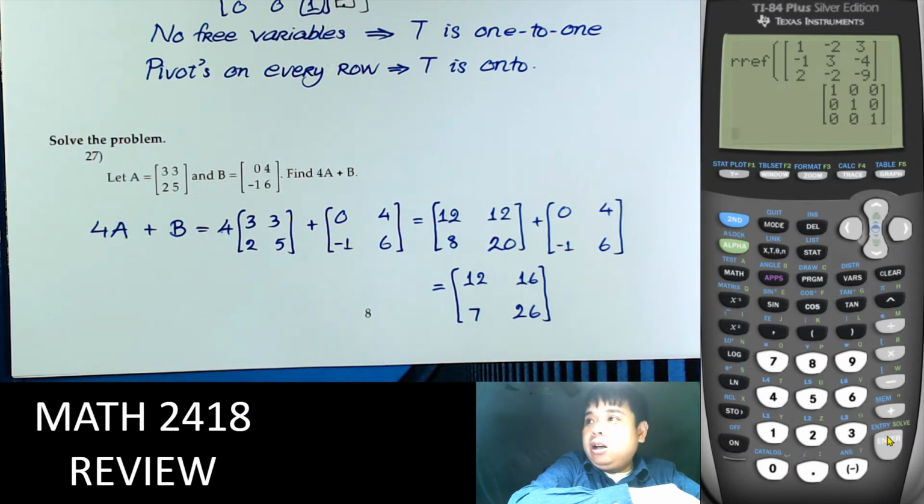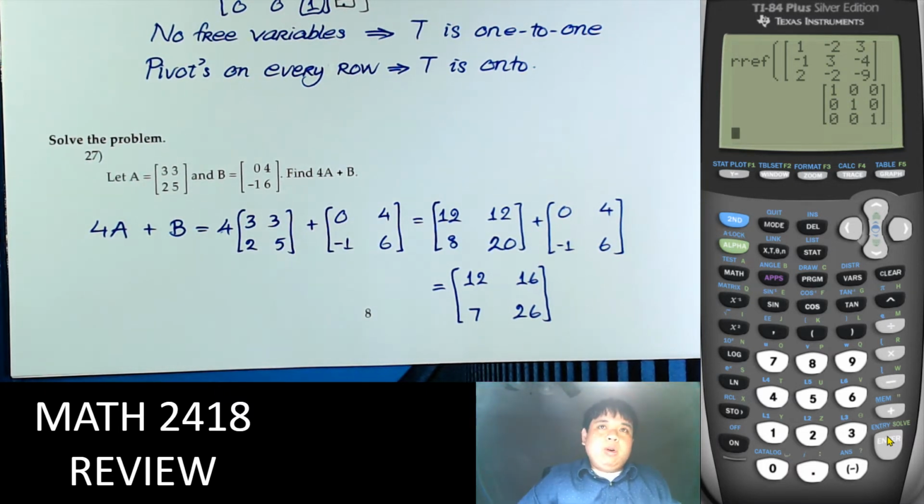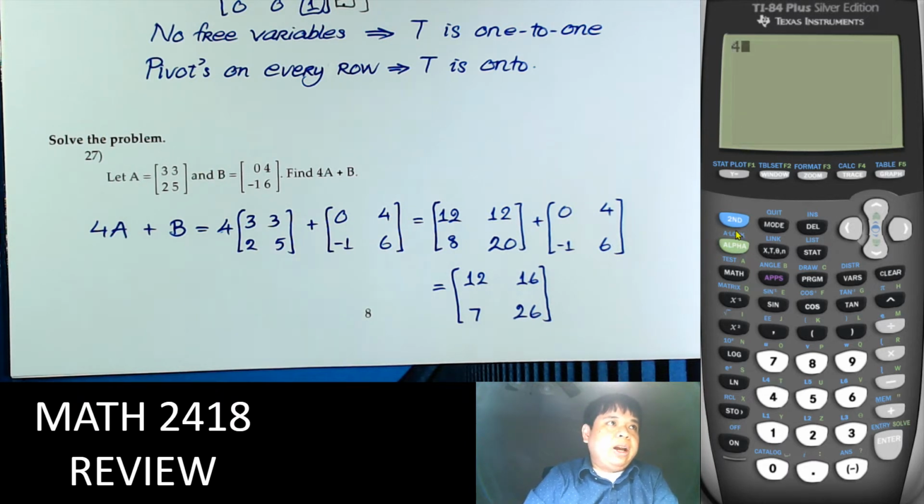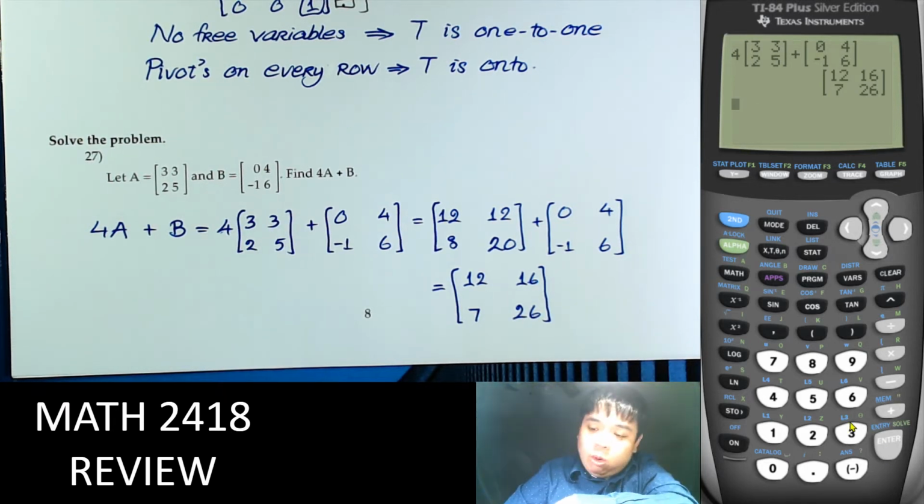Alright, so very straightforward. Of course, if we want to do that, just enter exactly as we see on the calculator. 2 by 2, 3 and 3, 2 and 5. 4 times that plus vector B: 0, 4, -1, and 6. Right, so very straightforward.